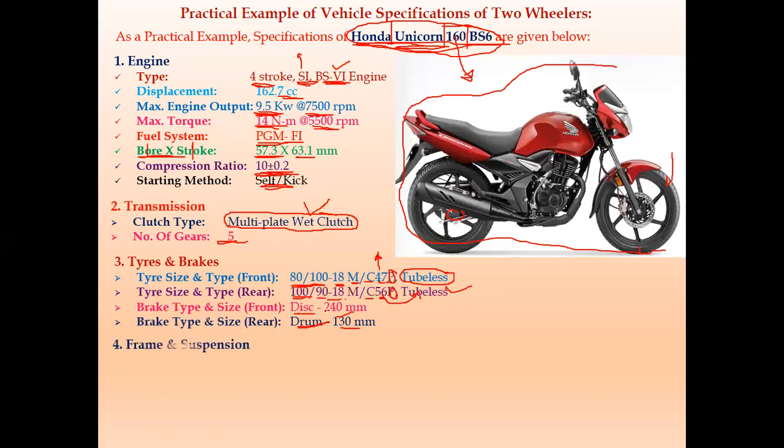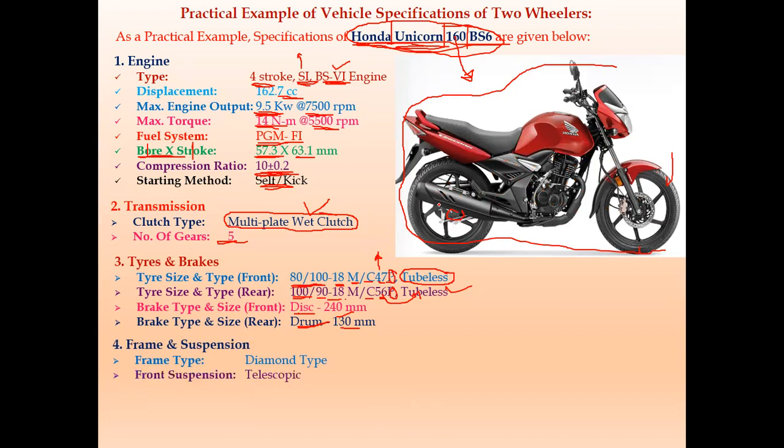Next, we have the specification of frame and suspension. The type of frame is diamond type. If you see, this is the construction of the frame. Inside the seat, we have the frame construction, and on that frame construction, all these components are fitted. So it is a diamond type.